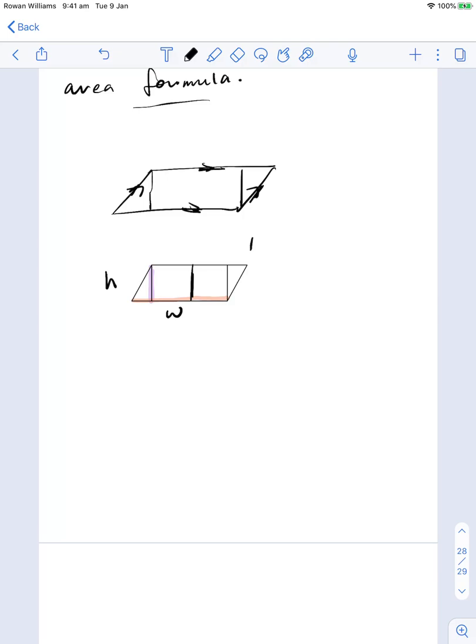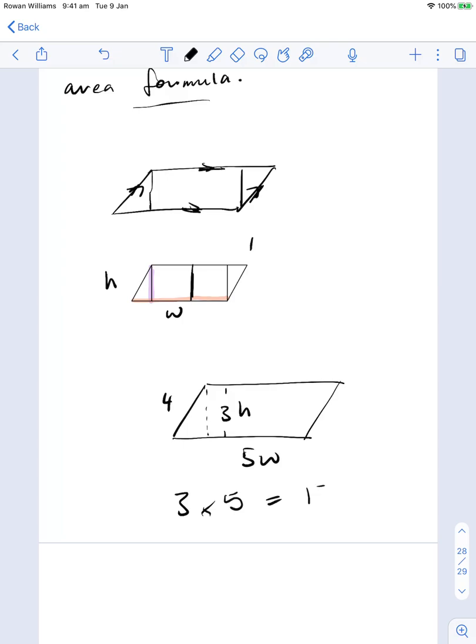So if I have a parallelogram, we'll set this up. And I tell you that that height there is 3, this height here is 4, and this height here is 5. To work it out, you're going to use the height, 3, times the width, 5. 3 times 5 equals 15.